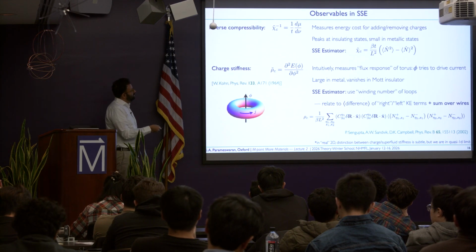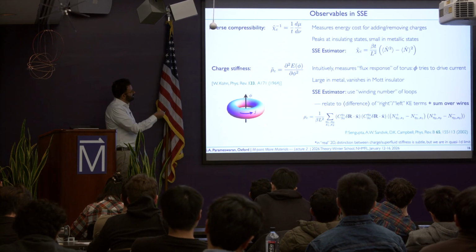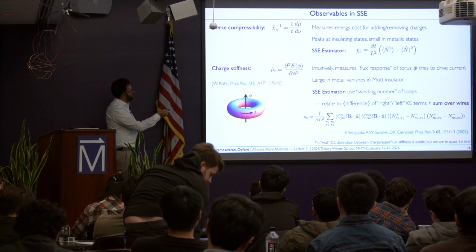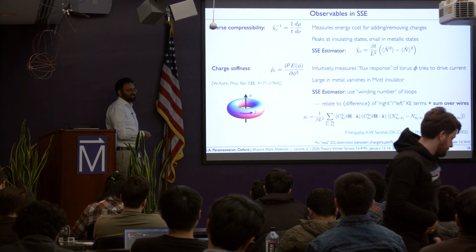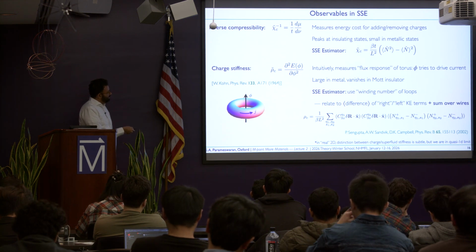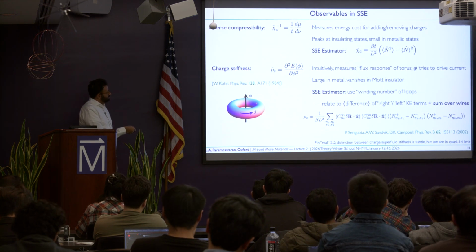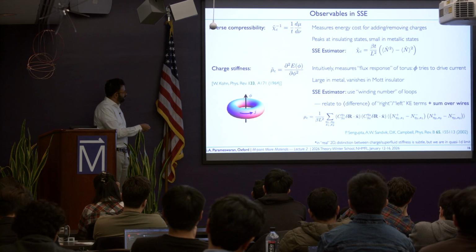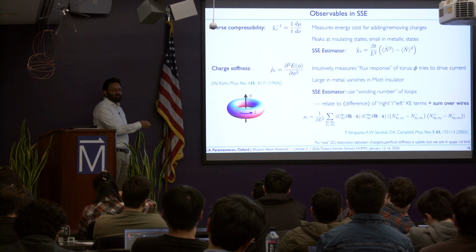And each of these has a good estimator in stochastic series expansion. This one is pretty easy. It's just, as you might imagine, linked to number fluctuations, essentially by some fluctuation-dissipation-like theorem. This is a little bit trickier. To think about the flux response, maybe a way to motivate it is to respond to a flux, somehow charges need to go all the way around the loop.